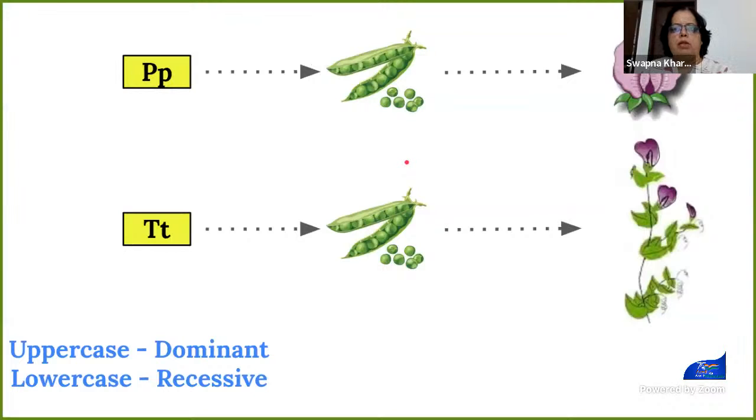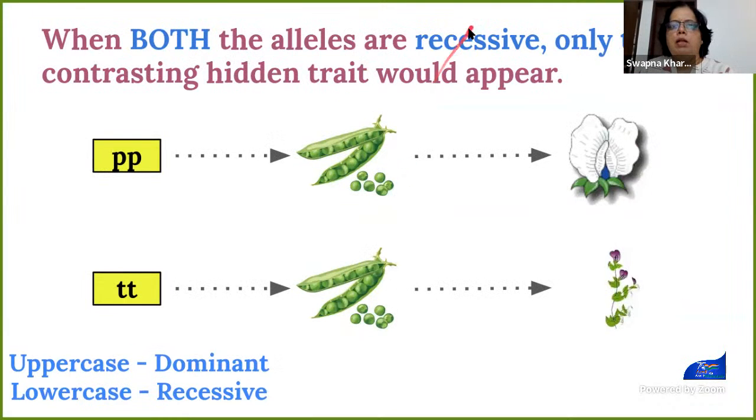So now, how does the recessive allele show its effect? The recessive allele, since it is weaker, cannot show its effect when the dominant allele is present. The recessive trait you only see when the recessive allele is present as a pair.